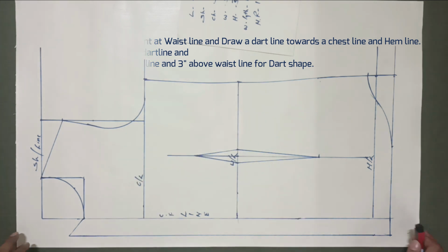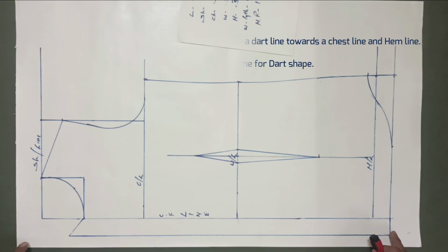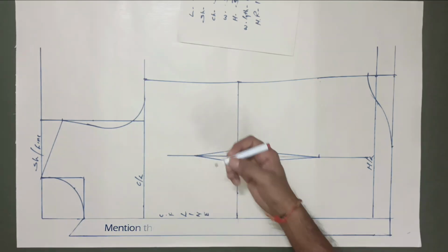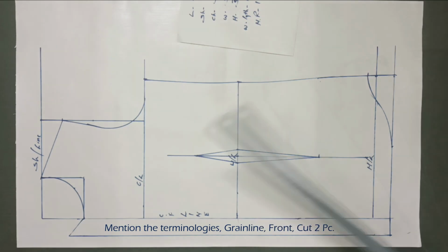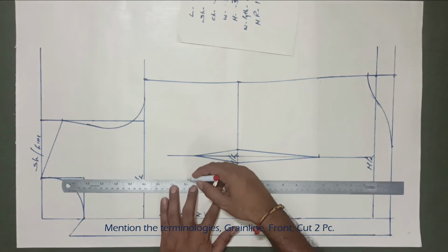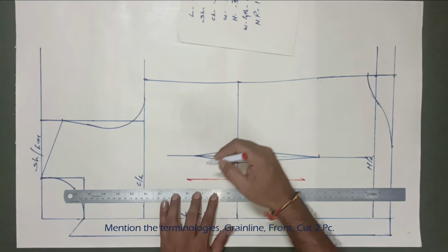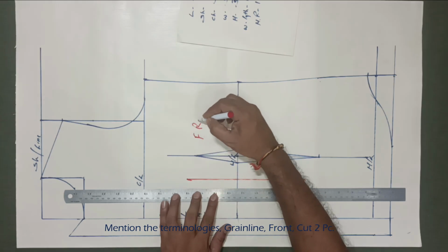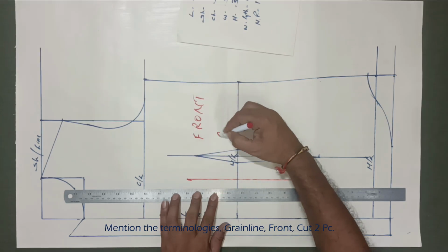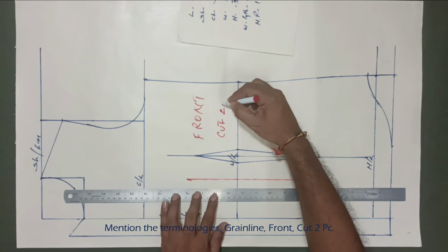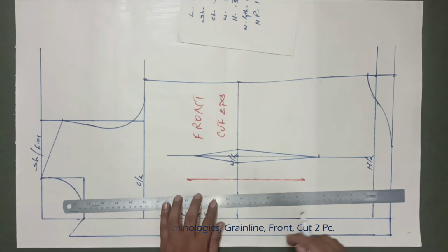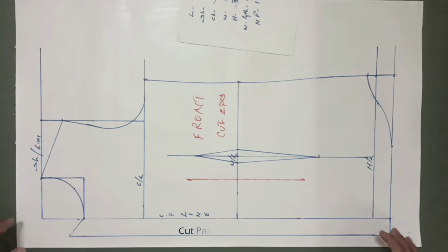So this completes the front pattern of a women's shirt. Once after completing, make sure to mention the terminologies, that is the grain line, front, cut 2 pieces. Once the front is ready, cut the pattern accordingly and trace the same pattern to make the back pattern.